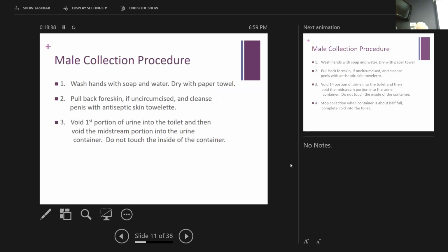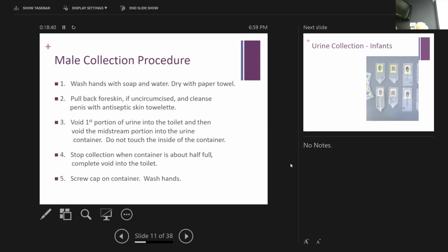Male procedure is very similar in that you wash your hands, clean the penis well, and nobody ever does this. Nobody ever gives you cleaning supplies when you go to give a urine sample in a doctor's office. So this is an ideal. For girls? I don't know about girls. They never did for me.